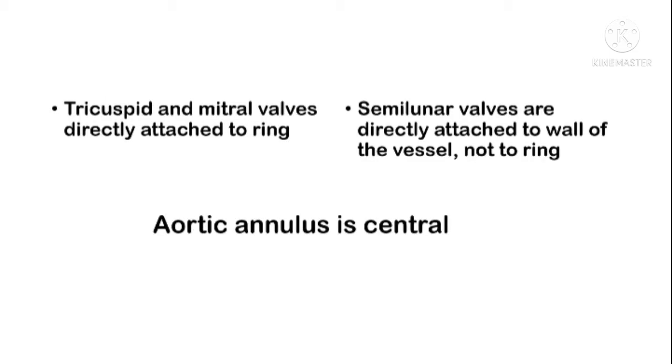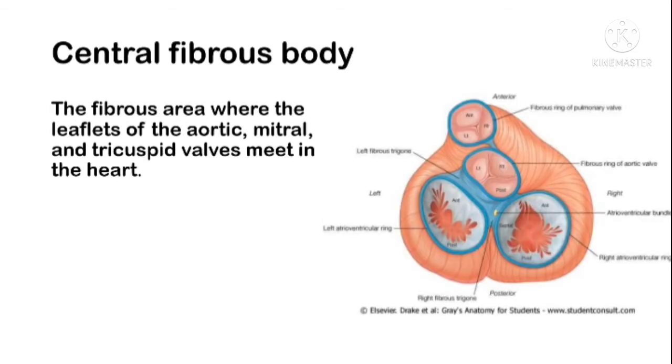The tricuspid and the mitral valves are directly attached to the ring. Semilunar valves are directly attached to the wall of the vessel, not to the ring. The aortic annulus is central, as already mentioned. The central fibrous body is the fibrous area where the leaflets of the aortic, mitral and the tricuspid valves meet in the heart.